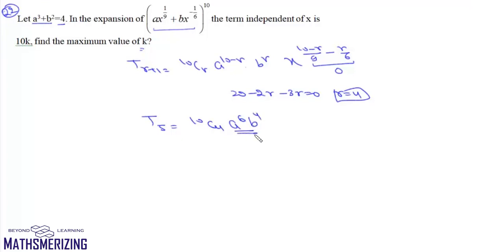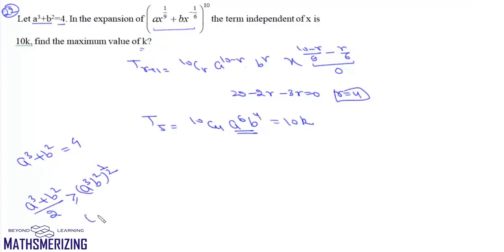Now we need to find the maximum value of k when this term independent of x is simply 10k. Now we are given that a cube plus b square is equal to 4. We also know that AM is greater than or equal to GM. So (a cube plus b square) upon 2 is greater than or equal to (a cube into b square) to the power 1 by 2. Now this is 4 upon 2. So we can write (a cube into b square) to the power 1 by 2 is always less than or equal to 2. That is, a cube b square is less than or equal to 4.